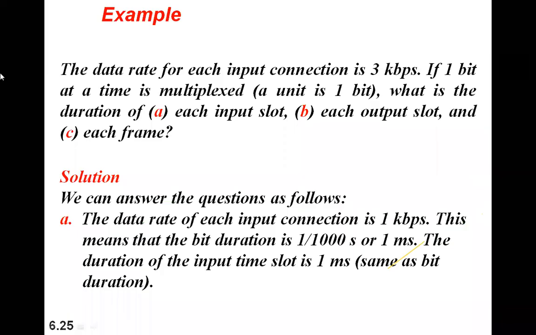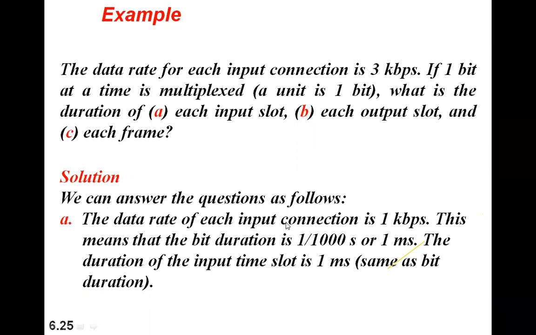Now this is an example. Data rate for each input connection is 3 kilobits, and at a time, what is this one? 10 kilobits. 1 minute. Duration of each input slot, each output slot. We have to calculate each time frame. We can answer the question as well.